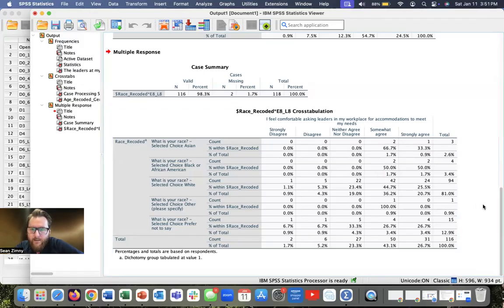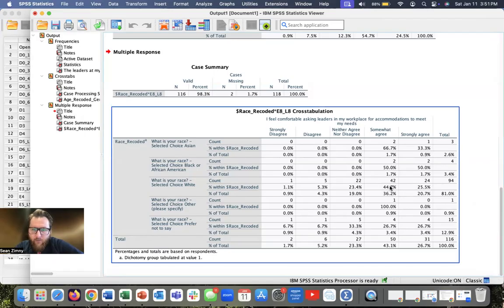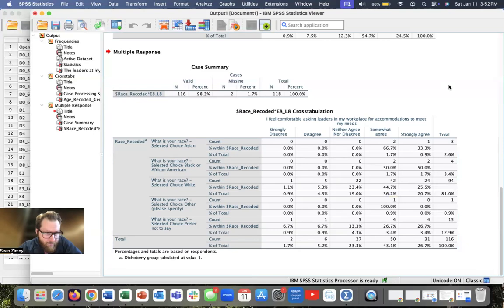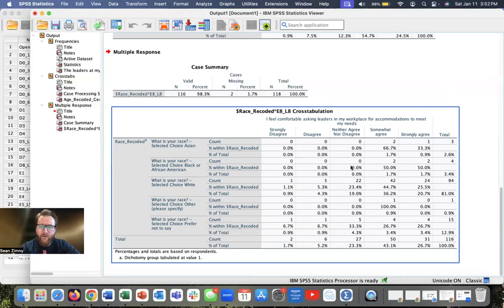versus, let's say, white respondents, 44.7 and then 25.5% agree versus strongly agree. So you see those differences there on the racial category side. So you could say, well, fewer white respondents agree with this statement than Black respondents. And so you could talk about fewer white people feeling comfortable asking leaders for workplace accommodations. Why that's the case in this specific organization, who knows? But that's how we can look at these racial differences in these racial categories here.